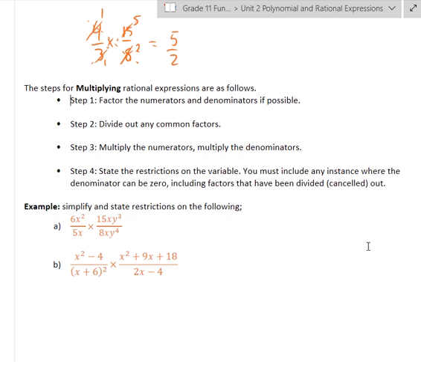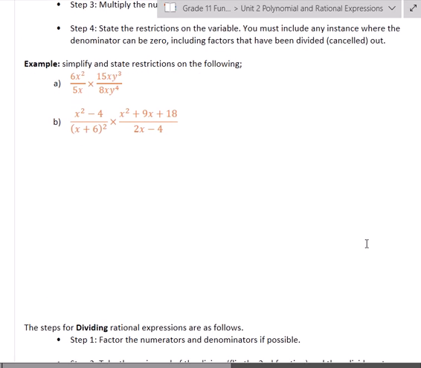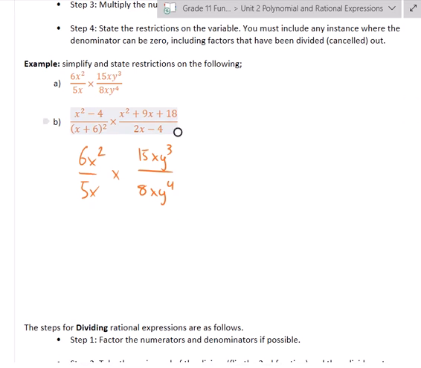So first, we have 6x squared over 5x multiplying 15x y to the power 3 over 8x y to the power 4. So for cross-cancel, we can also vertically cancel as well. So if you have, for instance, 3 over 6, you can factor this down to 1 over 2. So there are a few ways in which you can approach this, but we'll start by cross-canceling.